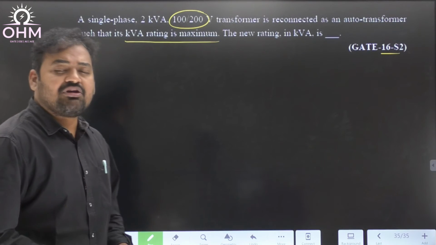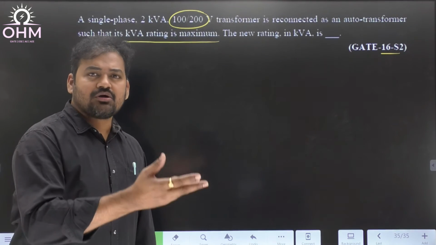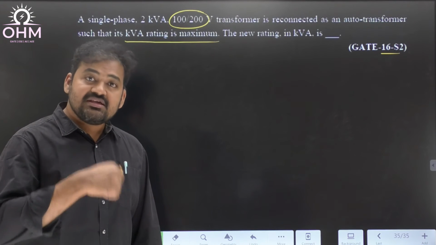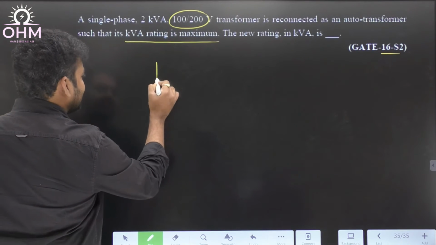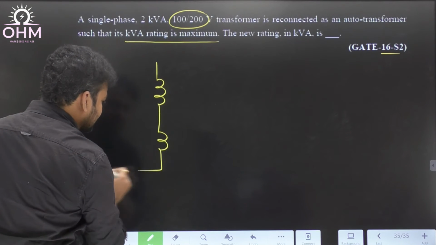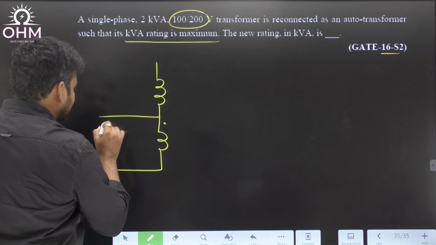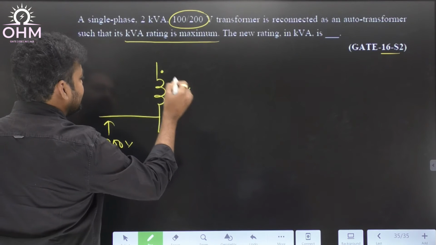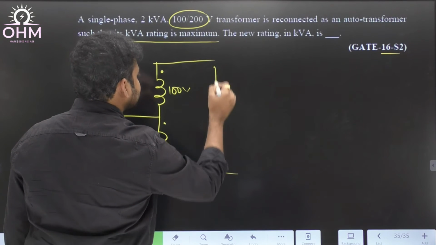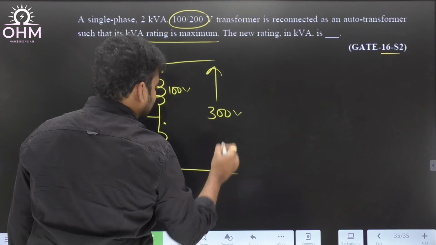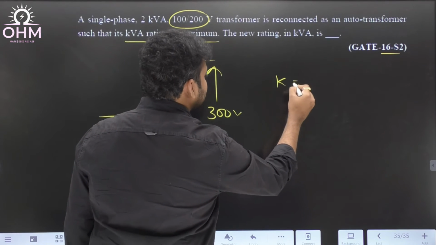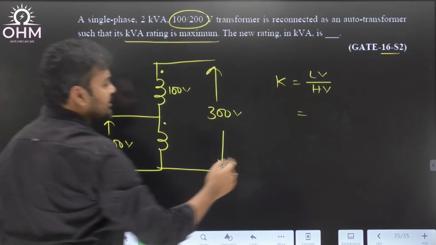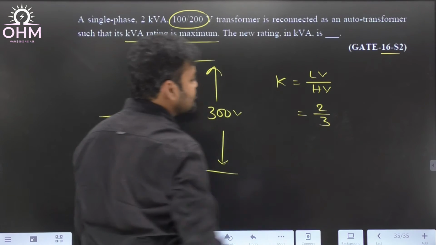As I mentioned, when we are converting a two winding transformer to an auto transformer, two possible connections are there, but we have to make sure that K is the higher value. That is possible if I give the input to the 200 volt winding. Therefore, the 100 volt winding will be here, and the overall output voltage becomes 300 volt. So what is the value of K now? K is LV by HV, where LV is 200 and HV is 300. So K is 2 by 3.